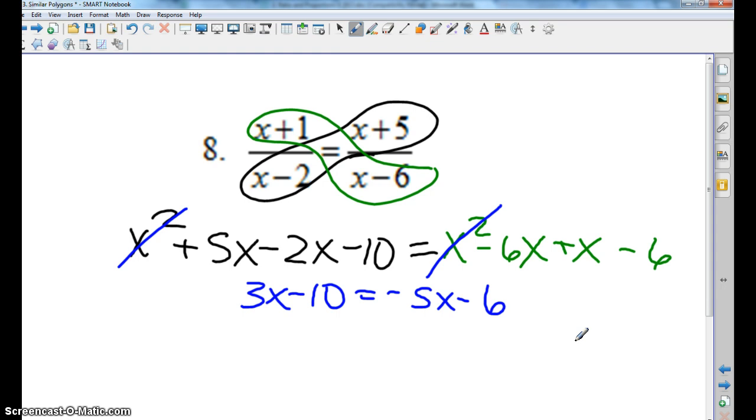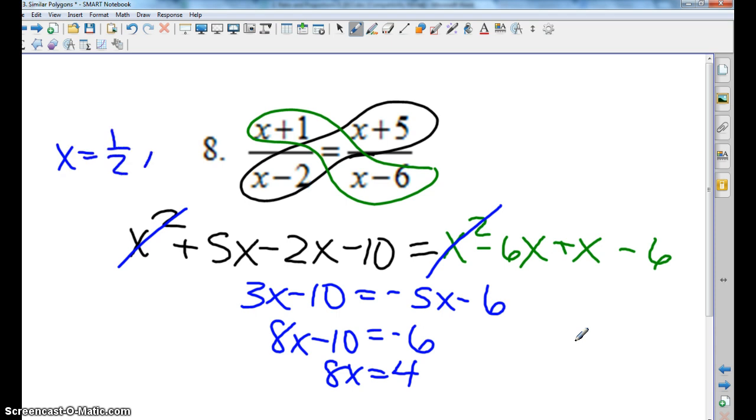Let's add 5x to both sides. 8x minus 10 equals negative 6. Add 10 to both sides. 8x equals 4. Divide by 8. X is 1/2. 4/8, 1/2. So really not so bad because those x squareds cancel. So we were really excited about that.